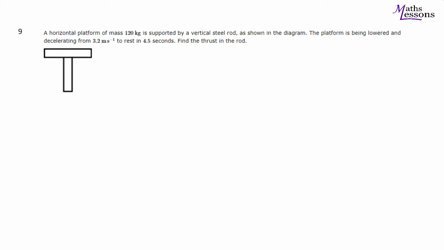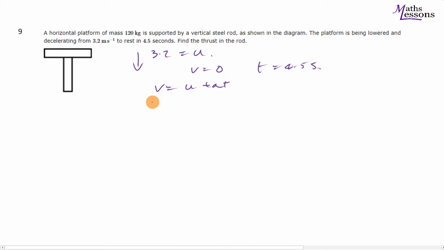Okay, so let's look at this question. So the first thing we've got to do is find the acceleration because we're told that it's decelerating from 3.2 meters per second. So it's being lowered. So initial speed is going to be 3.2 meters per second, which will give us our u. And our v will equal 0 because it's going to go to rest in time t equals 4.5 seconds. So if you're using v equals u plus at, that means a will equal v minus u over t, which will be minus 3.2 over 4.5, which gives us an acceleration of minus 0.7111 and so on meters per second squared.